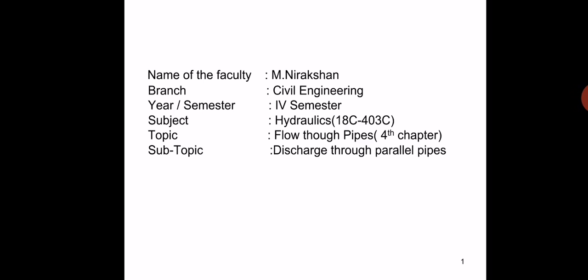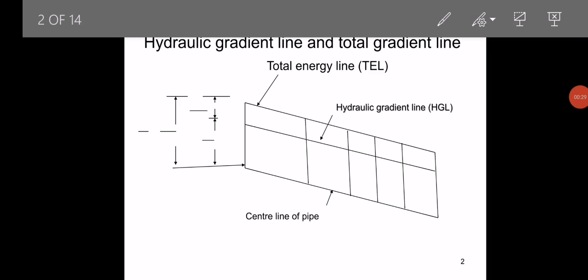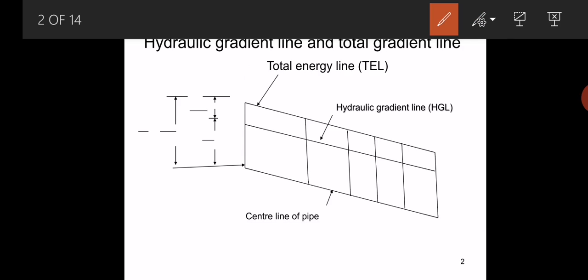In the previous class, we discussed the problems and calculation of the discharge and velocity for minor losses. In this class, I am going to explain the basic definitions of gradient lines, those are hydraulic gradient line and total energy line, and simple problems on calculation of the discharge through parallel pipes. Here you can see the figure of hydraulic gradient line and the total energy line. So this is the hydraulic gradient line, this is the total energy line. Here this is the central line of a pipe. Here let us consider this is the reference line of a figure.